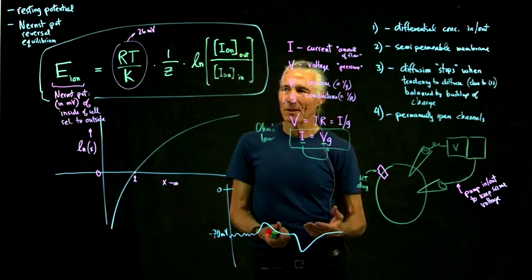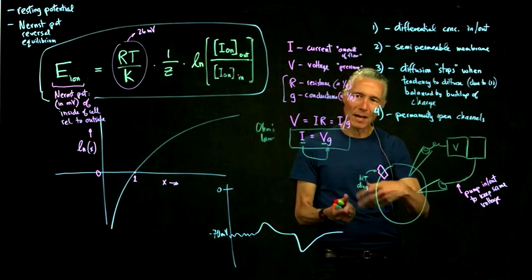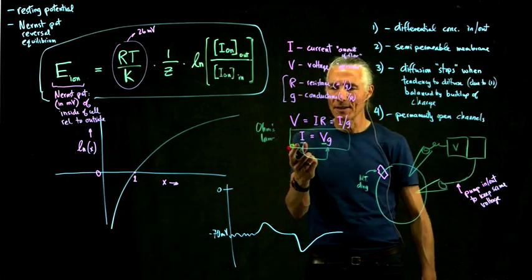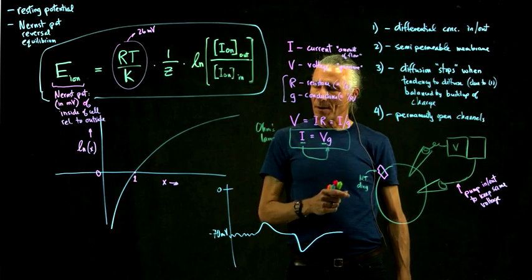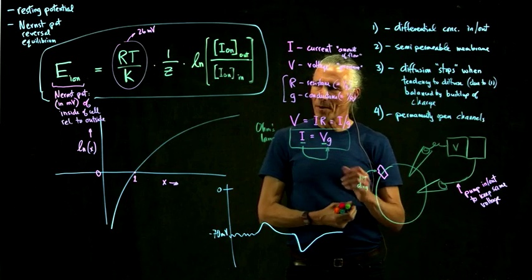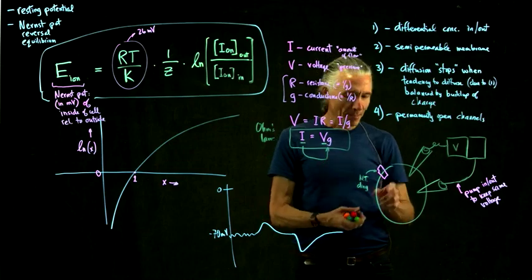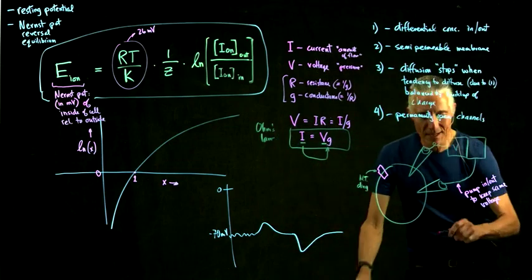There's something called a current clamp. You can do the opposite thing: we can try to hold the current constant and let the voltage vary around. There are other reasons why you might want to do that. But this one is a voltage clamp.